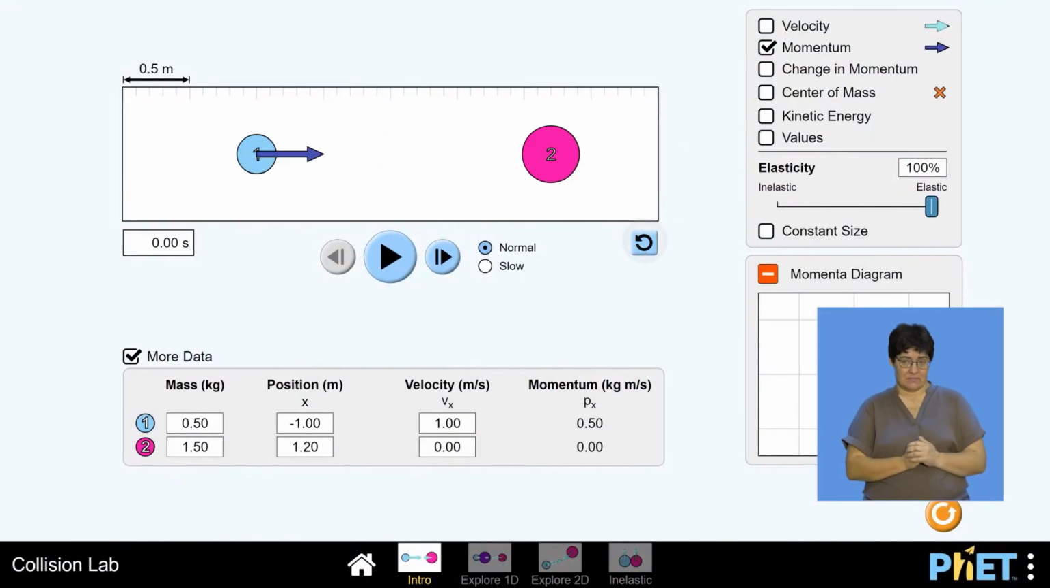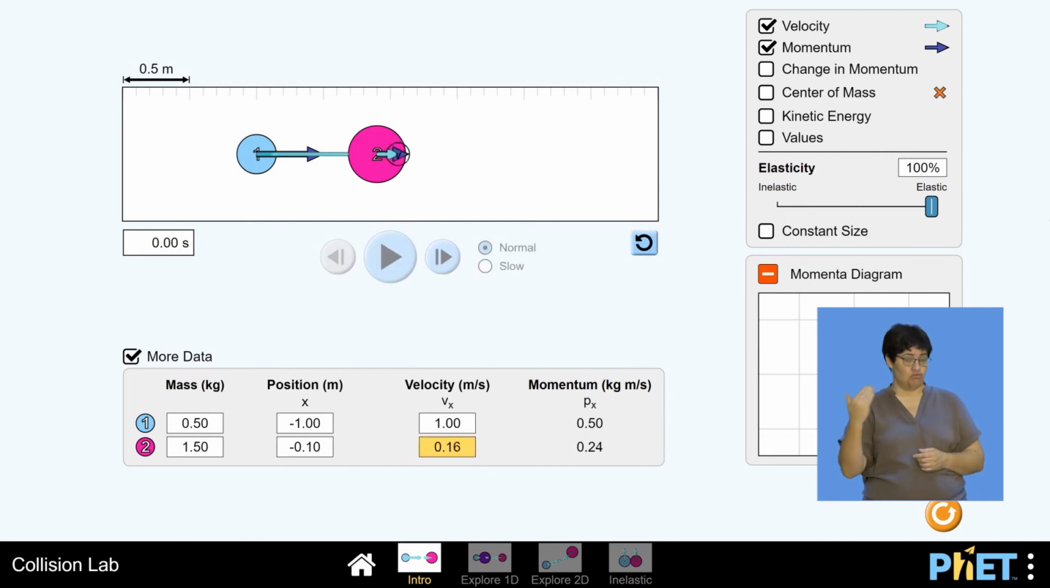Still positive 0.5 to the right. Momentum didn't change. Okay? Let's reset it. Let's change it so that we're going to have this one. I want this one to be going to the left, to the right as well. So I just want to make sure I've got it going to the right. So we're just going to do that. Okay? Let's take that away.